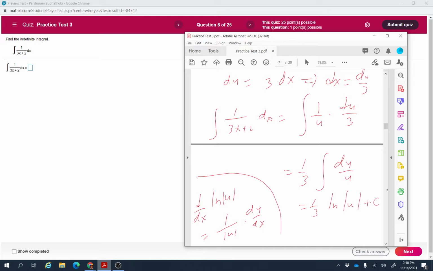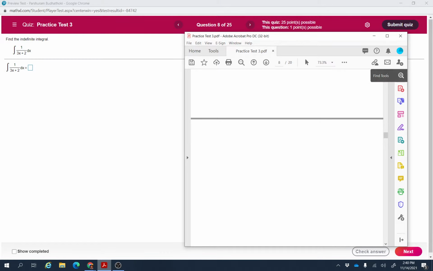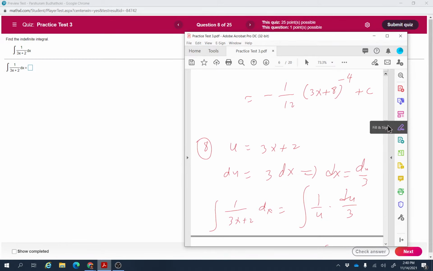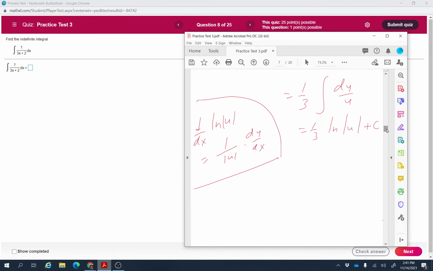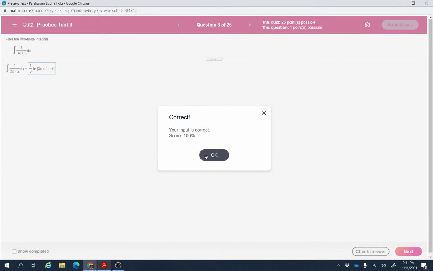I'm using this absolute value sign because that u could be negative, so we have to make that positive. So eventually after finding this value, we need to plug the value of u back, which is ln of 3x plus 2 plus constant. So based on the value of x, this expression could be negative, so we have to use this absolute value sign, which is 1/3 ln absolute value of 3x plus 2, and then finally plus constant. Yes, that's right.